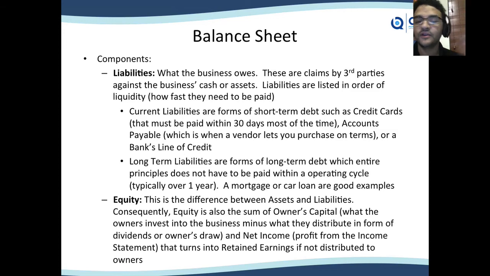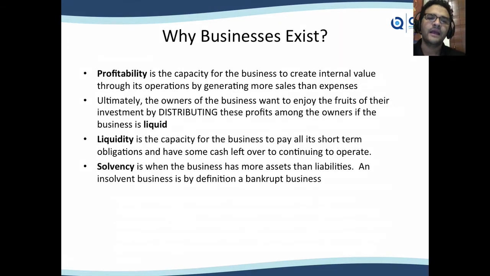However, QuickBooks does this automatically. All right, so let's go back to that concept that we spoke about in the beginning, where we were discussing why does a business exist. So a business exists pretty much almost all the time to turn a profit, to have profitability. Profitability is the capacity for a business to create internal value through its operations by generating more sales than expenses. It's basically being able to have more coming in than coming out.